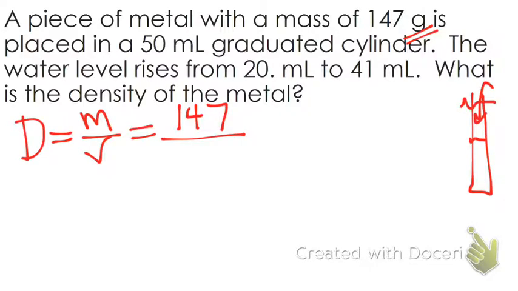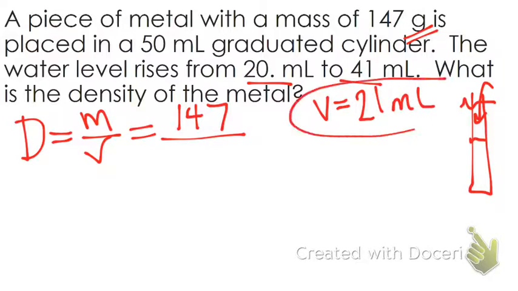So the object must have made that water level go up. Okay, so the difference between my initial and final water level must get me the volume of my object. And if it goes from 20 to 41, that must mean that my volume was 21 milliliters. So just stick that down there on the bottom, and 147 divided by 21, well, the answer the calculator gives us is 7.